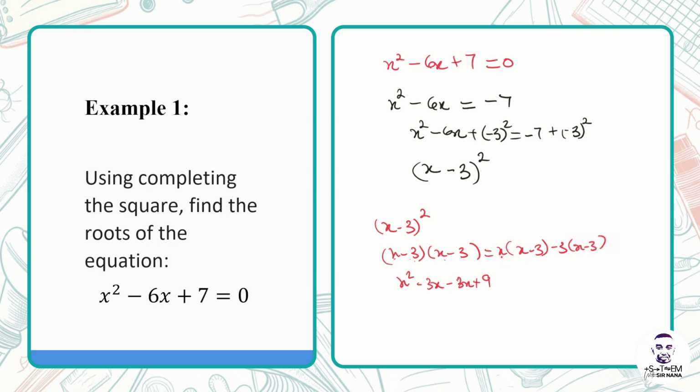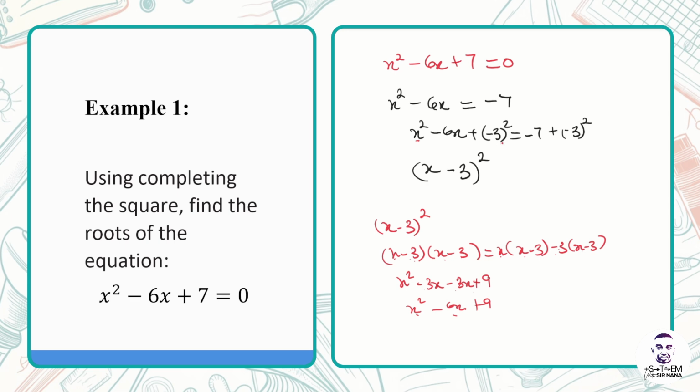Then minus 3 times minus 3 gives us plus 9. That expansion is what we get here. We see that we get x squared minus 6x plus 9 when we expand this, and it's the same as what we see here. So x squared is here, and then minus 6x is here. Negative 3 all squared gives us positive 9. So it means that when we expand (x minus 3) all squared, we should get x squared minus 6x plus (negative 3) all squared.